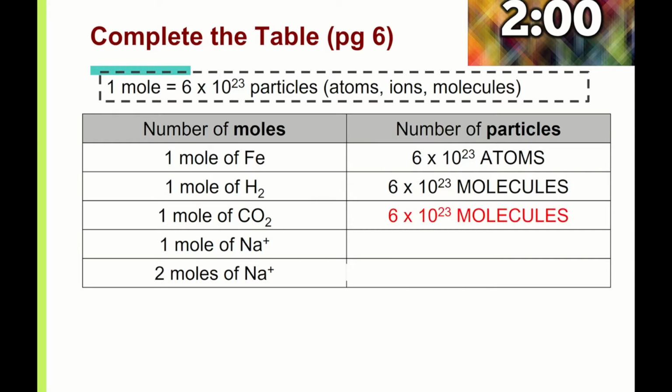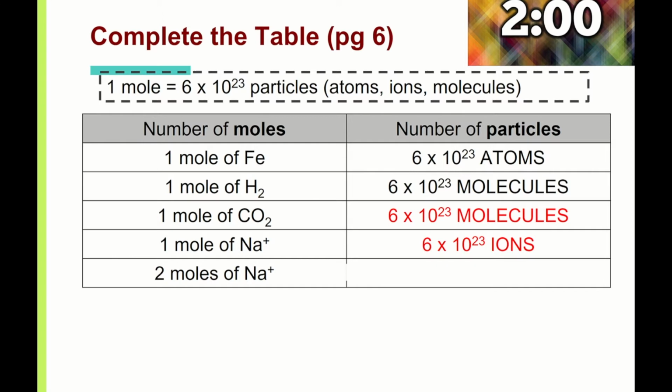Okay, so Na plus is not an atom, it's not a molecule, it is an ion. Very good. So 1 mole of sodium ion means that I have a total of 6 times 10 to the power of 23. Remember, when I say mole, it refers to a fixed quantity.